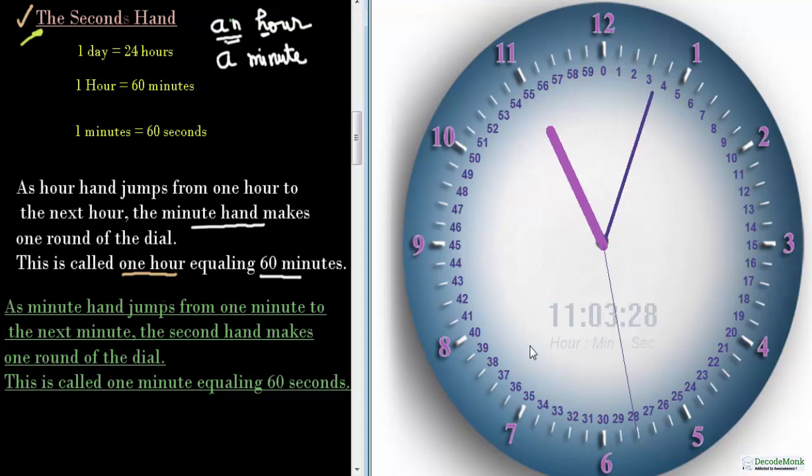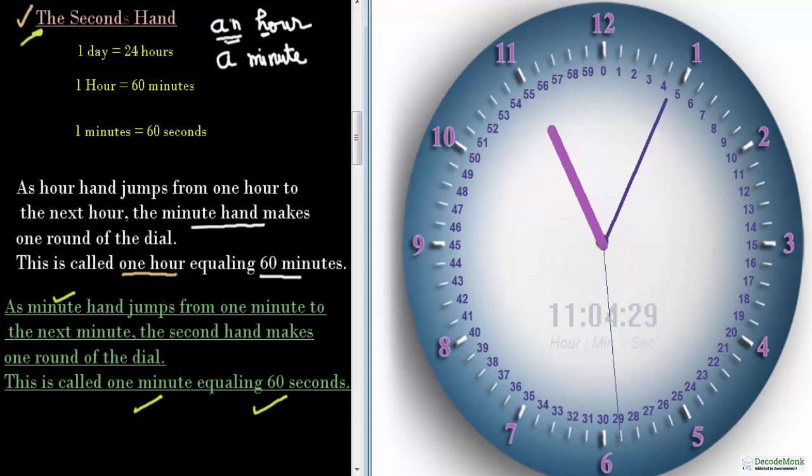As the second hand moves 60 points around the dial, the minute hand goes from one minute to the next minute. So this is called 1 minute or 60 seconds. You see, as the minute hand jumps from one minute to the next, the second hand makes one round of the dial. This is called 1 minute equaling 60 seconds. Now again, see, it has started at 4 and now it's already 10 seconds, 11, 13, 14, 15 seconds, 19, 20. So it's 11 hours 4 minutes.